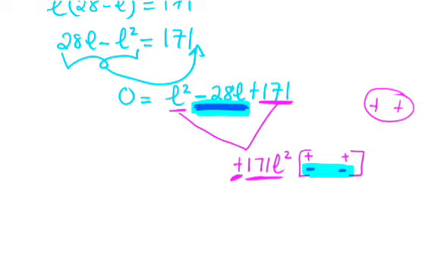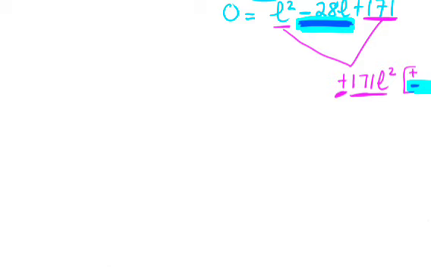So let's find the factors of 171 which add up to 28. Let's have this. Take 171 divided by 1, that's 171, which doesn't work. Then let's try with 2, which doesn't divide evenly. Then let's try with 3. 171 divided by 3 is 57.